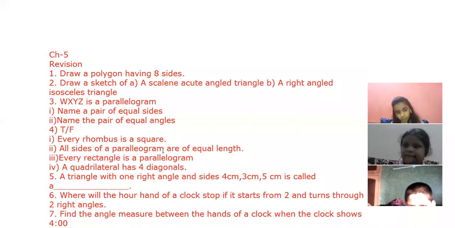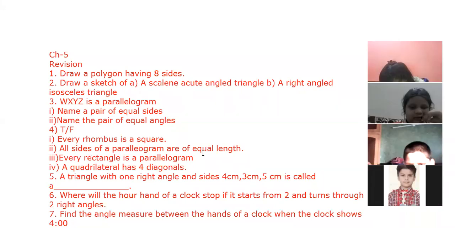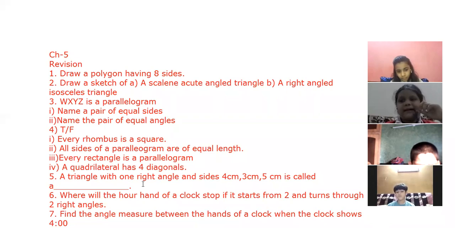Every rhombus is a square. All sides of the parallelogram are of equal length. Every rectangle is a parallelogram. And the quadrilateral has 4 diagonals. If your condition is true, then it's okay. If your condition is false, then you have to write the correct answer also in front of that.